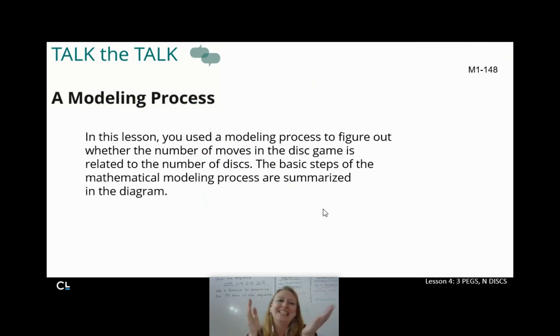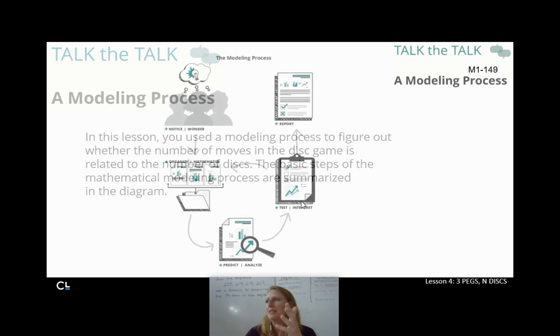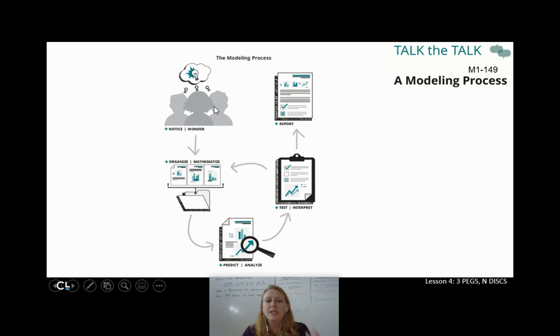So in this lesson, you used a modeling process to figure out whether the number of moves in the disc game is related to the number of discs, and it was. But the basic steps of our mathematical modeling process are just summarized below. We noticed something, we wondered about it, we organized our information, we started making a prediction, we tested it, right? And then, of course, we were able to report on it. So that's all we're doing with our mathematical modeling process.